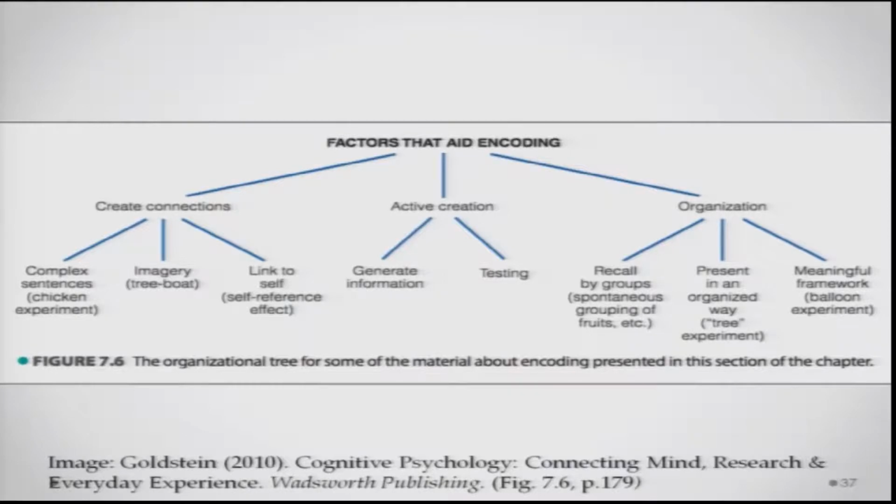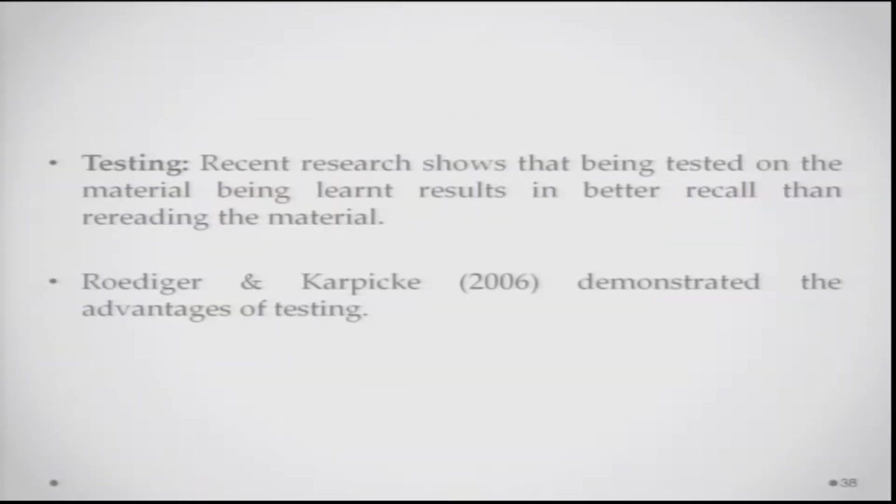The second is active creation. You could either generate information or you could do testing. The third is organization, in which you can recall by groups as the information was presented in an organizational tree. You could present in an organized way, or you can form a meaningful elaboration. Now we will come to one of these things called testing. We kind of missed it probably.